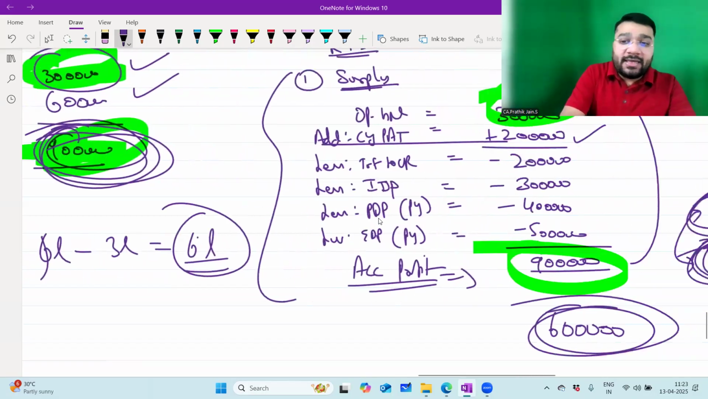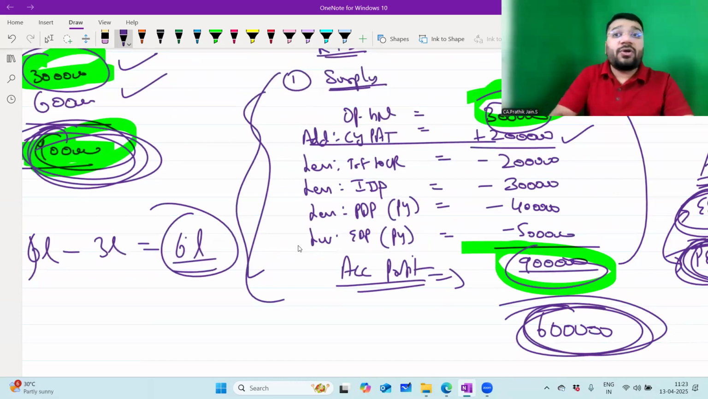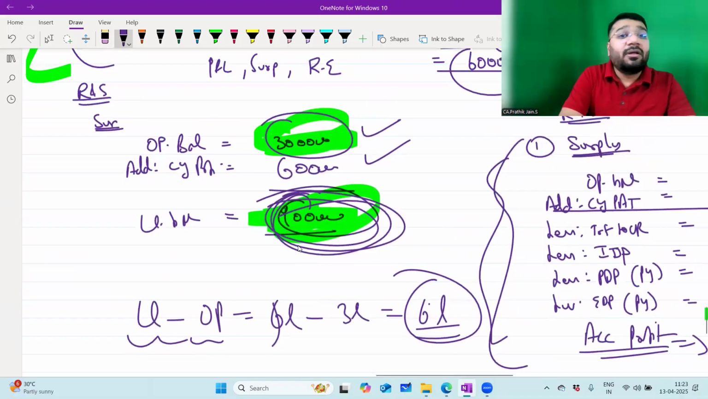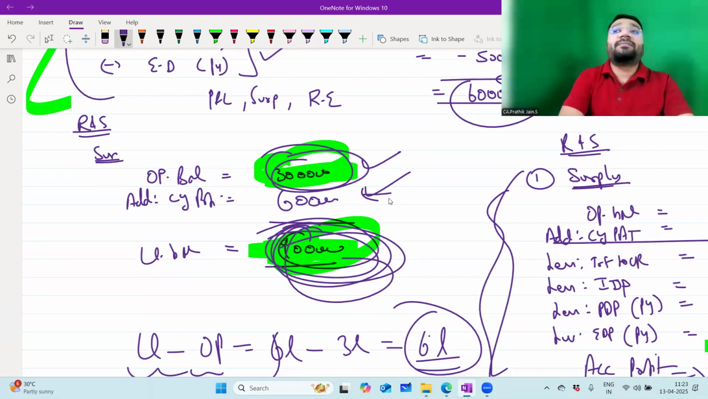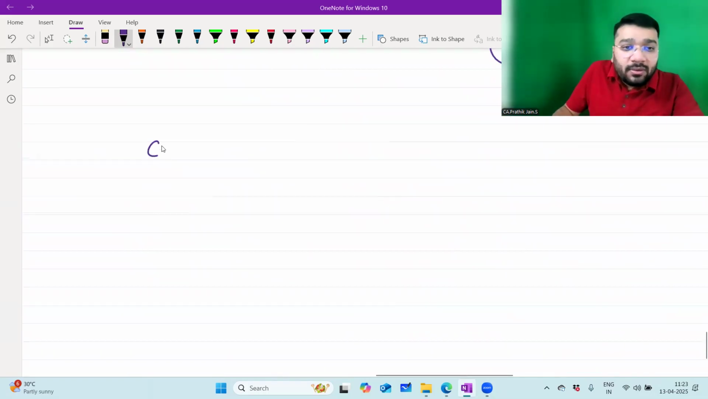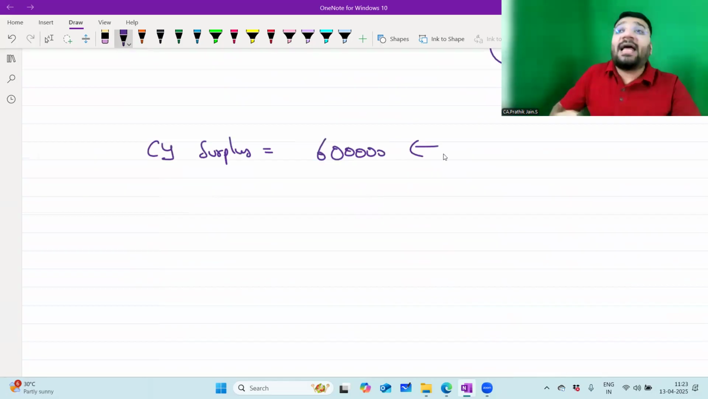So now closing is 9 lakh. Opening is 3 lakh. 9 minus 3 is how much, people? 6 lakh. Whether the appropriation is given in your notes or in your P&L, it is still going to be the same. So again, 9 lakh minus 3 lakh is how much? 6 lakh is your current year's profit. So now, current year surplus is how much? 6 lakh rupees.